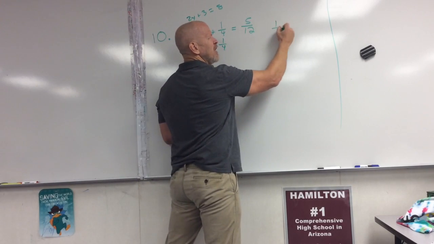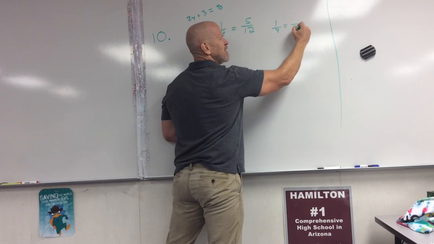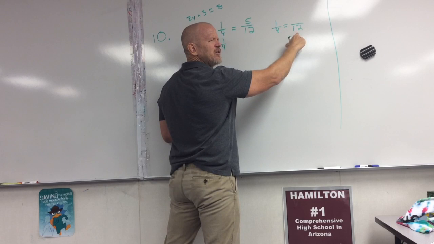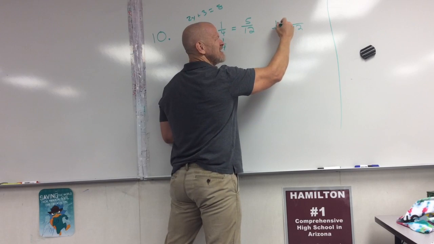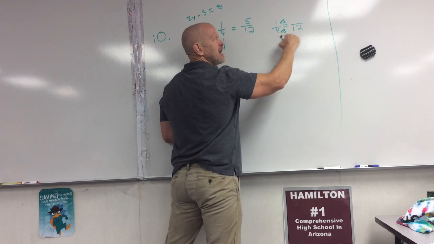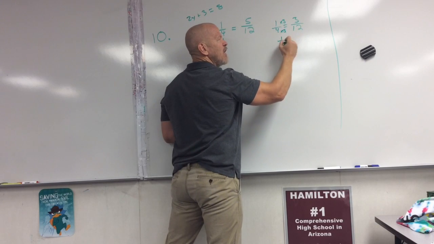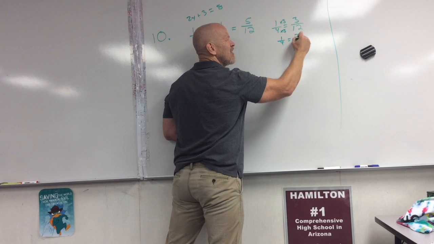So we know that 1/4 is equal to something over 12, right? So what do I multiply 4 by to make it 12? 3. So it's kind of easy to get a common denominator right here. And how many 12s is it? 3 12s. I know 1/4 is 3 12s.